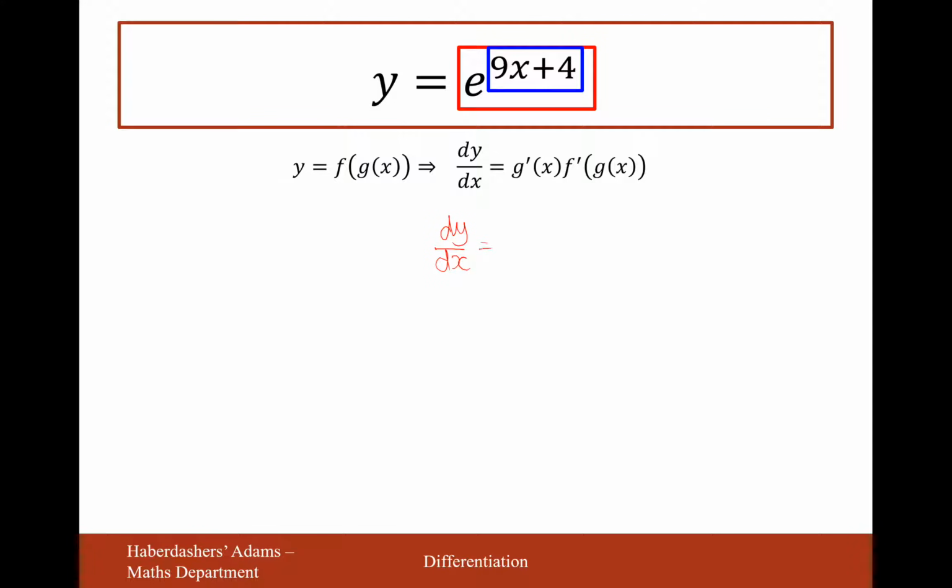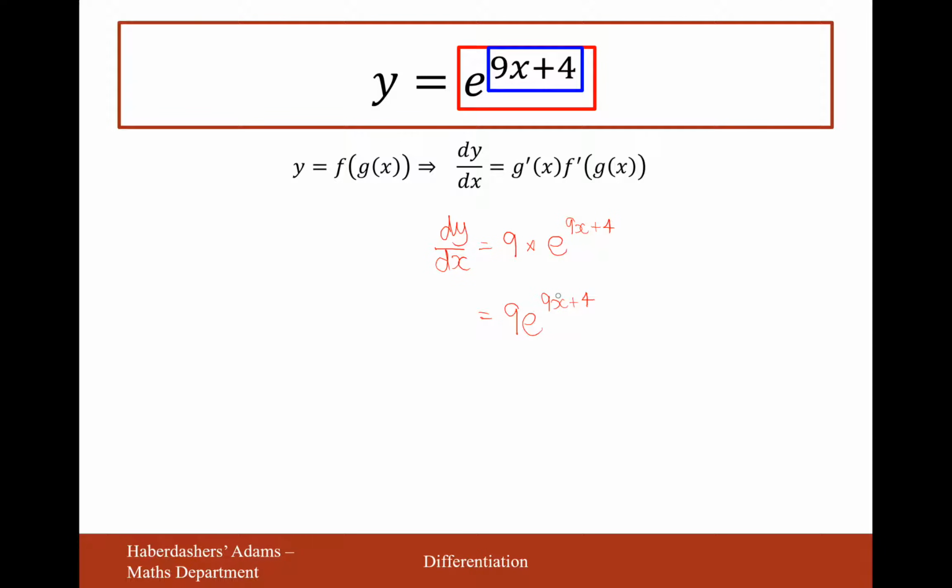The inside function was 9x plus 4, so we differentiate that to a 9. Then this is going to be multiplied by the derivative of the outside function, e. E, remember, differentiates to itself, so it's going to be back to e, but in terms of the g function that was originally there, it's going to be 9x plus 4. So the answer here is 9e to the 9x plus 4.